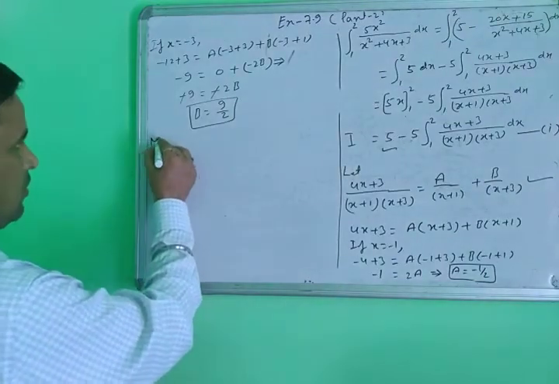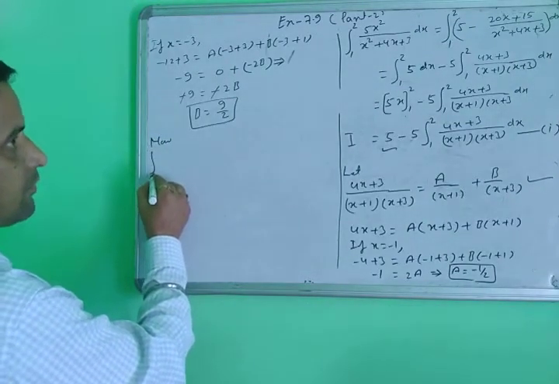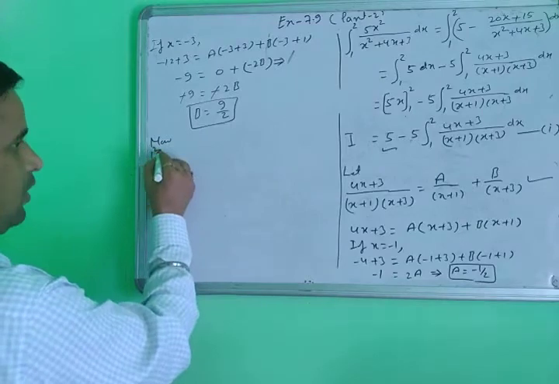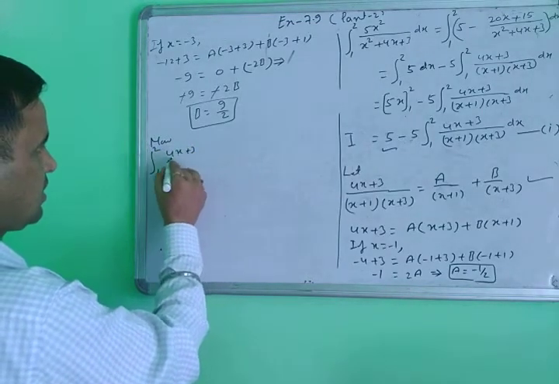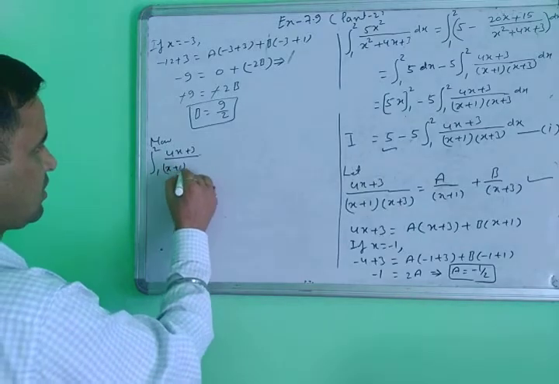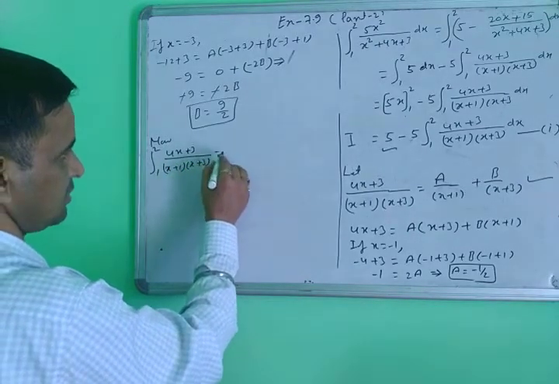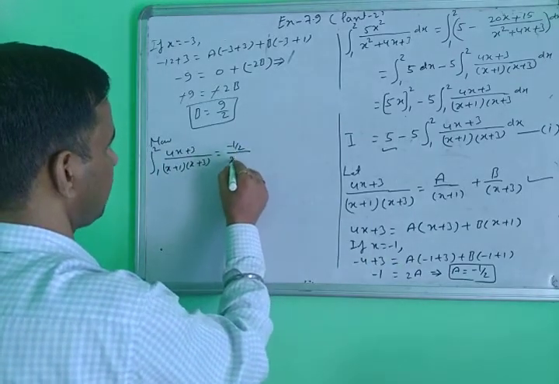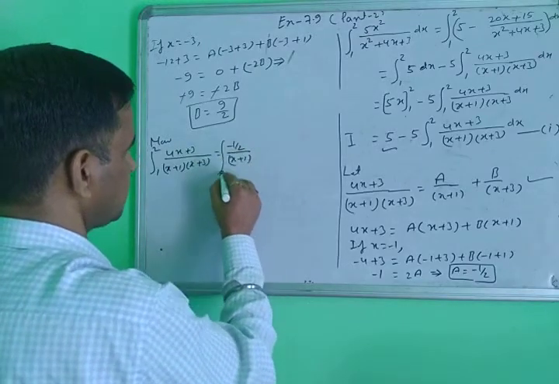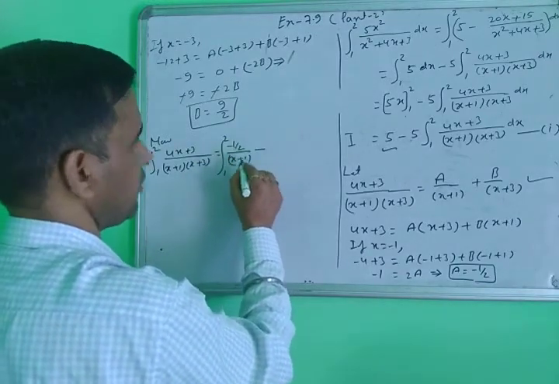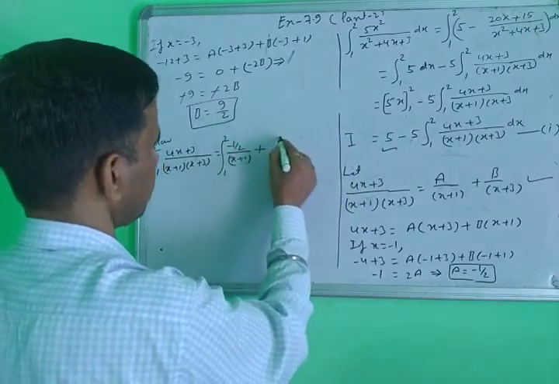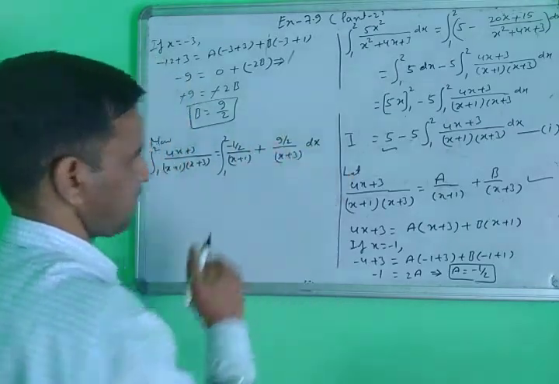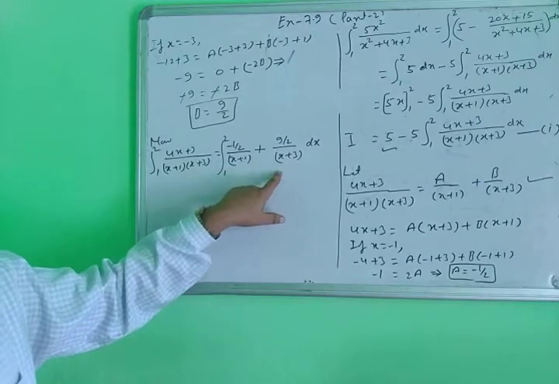Now, integration from 1 to 2 of (4x plus 3) upon (x plus 1)(x plus 3). So this will be converted here. What is the value of a? Minus 1 by 2 upon x plus 1, integration from 1 to 2, and the value of b here, 9 by 2 upon x plus 3, dx. Then you segregate this and then you integrate it.